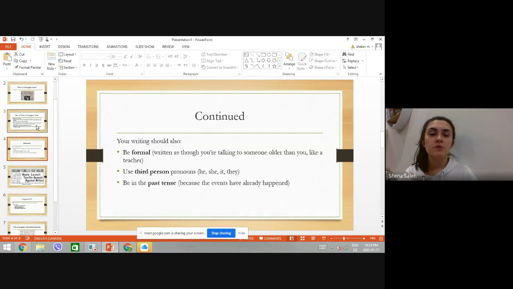To be continued, your writing should be formal. So we wouldn't talk in a newspaper article like how you would talk with your friends. You would talk in a formal way, how you would talk with your teacher, or how you would talk to Mrs. Lena, our head of primary, or Mr. Zana, our head of school, our principal director. So we would talk to them in a formal way.